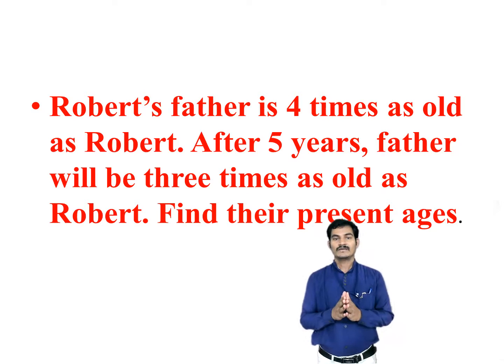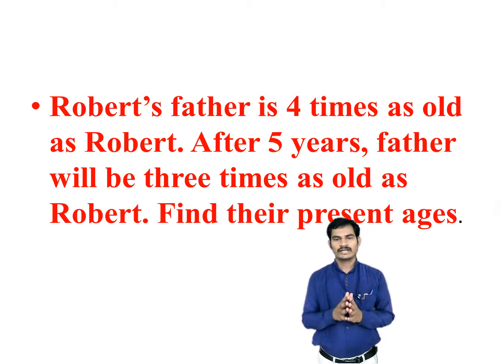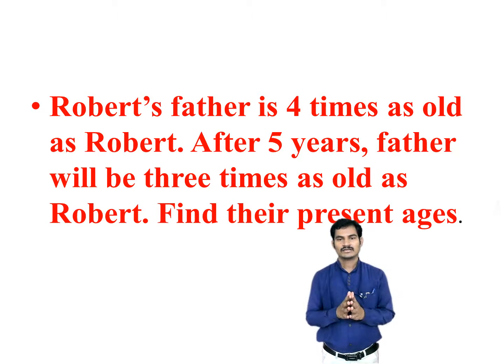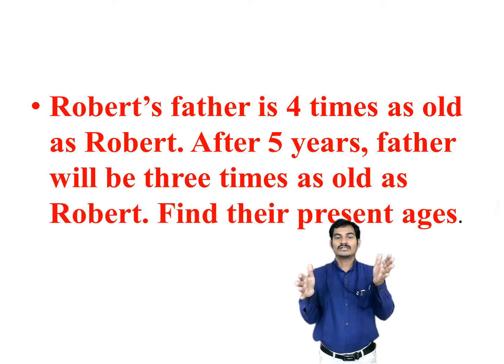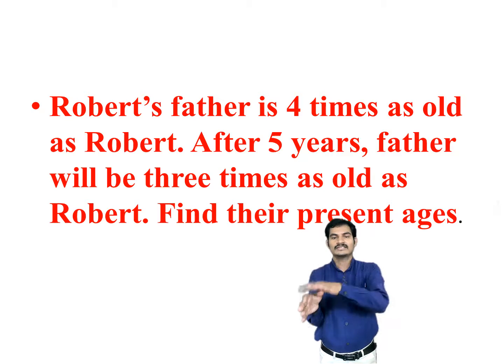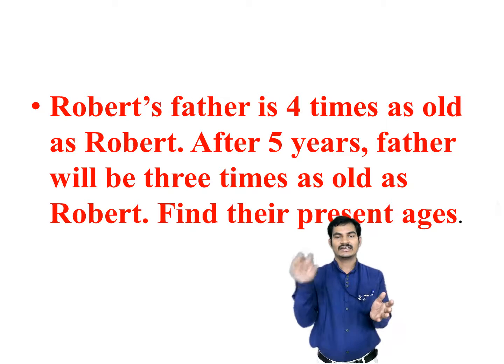Listen carefully. Here, which is dependent, which is independent? First of all, we have to identify that. Here 2 terms are there, 2 ages are there. What are those? Father's age and son's age. As per this sentence, father's age is depending on his son's age. So here the independent variable is son's age.